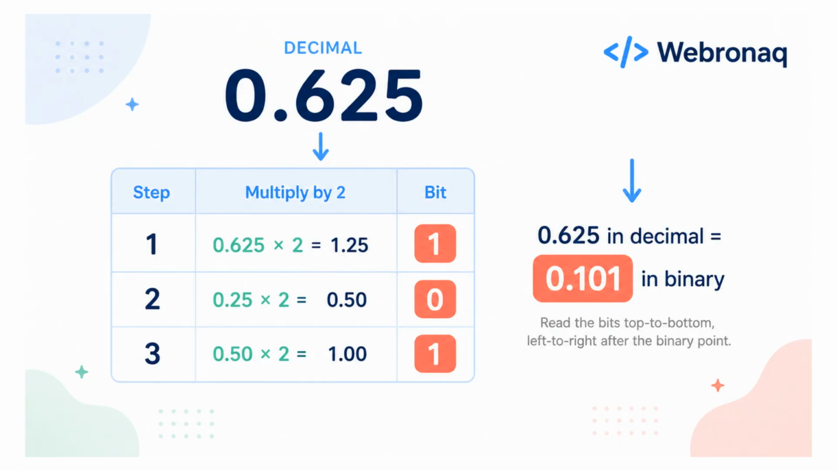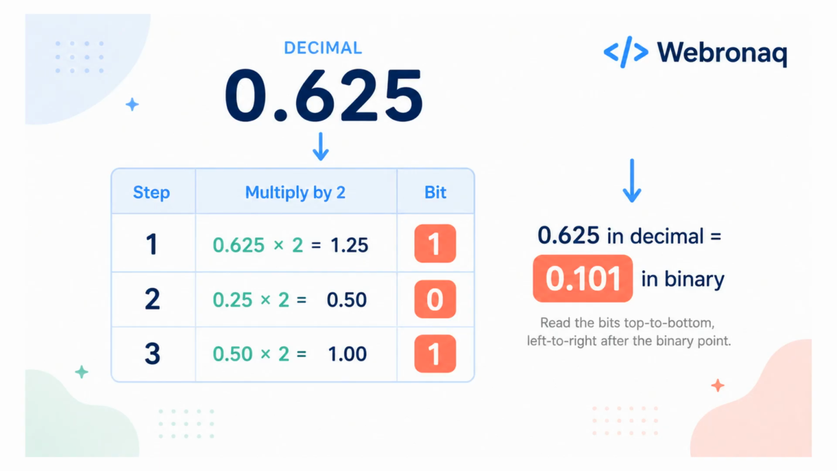We start with 0.625. Multiply by 2, that gives us 1.25. The whole number part is 1, so our first bit is 1. We drop the 1 and keep the 0.25. Now multiply 0.25 by 2. We get 0.50. The whole number part is 0, so our next bit is 0.